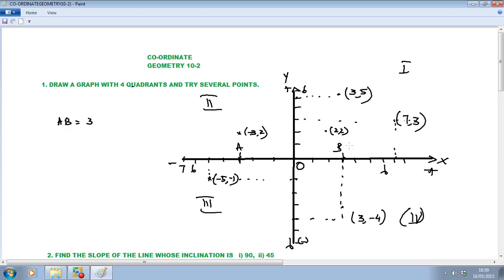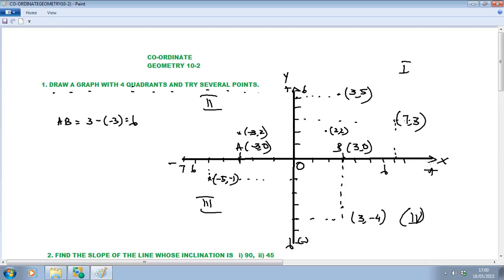So how do we represent this? B is 3, 0, y-axis 0, A is minus 3, 0. So B minus A is 3 minus of minus 3. Minus of minus 3 is equal to 6. That's how we arrive at the distance. This is how we represent it.